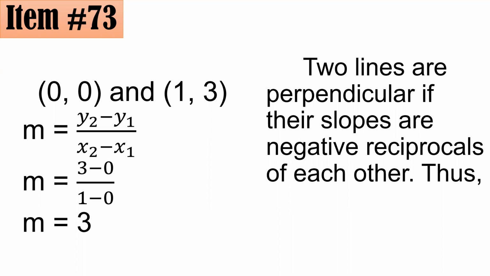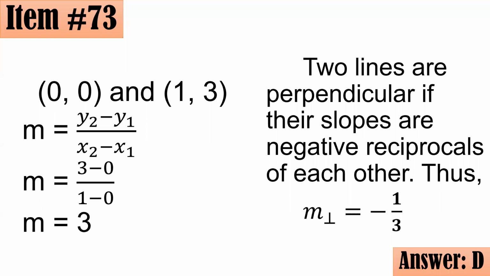Kapag sinabi po nating negative reciprocal, all you have to do is take the reciprocal and change the sign of the number. So 3 po ito, di ba? So yung reciprocal ng 3 ay 1/3. However, dahil positive si 3, yung negative reciprocal niya dapat negative. So therefore, the slope of the line perpendicular to it is negative 1/3. Take note, kung parallel po yung tanong, 3 yung sagot. Pero dahil perpendicular po, dapat negative reciprocal. So letter D po talaga.